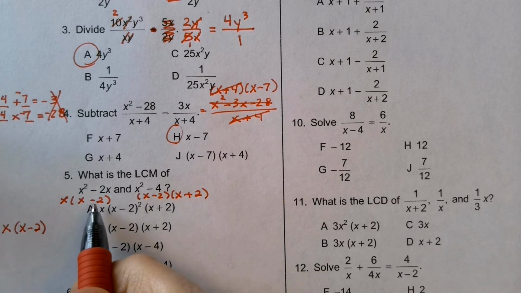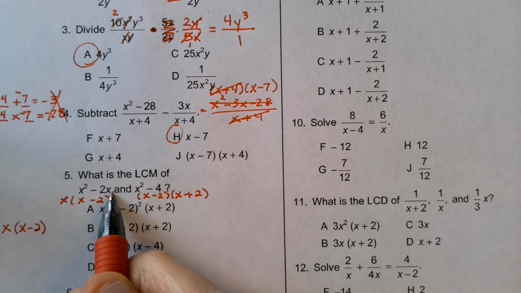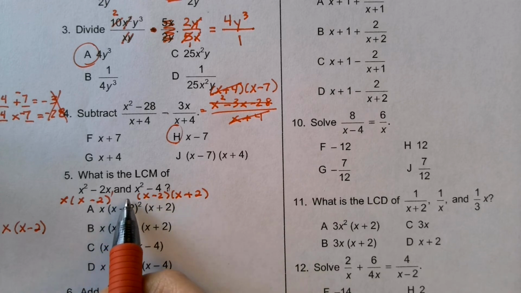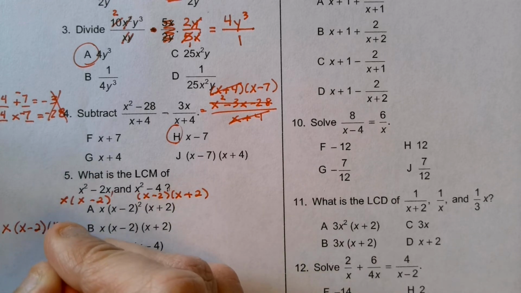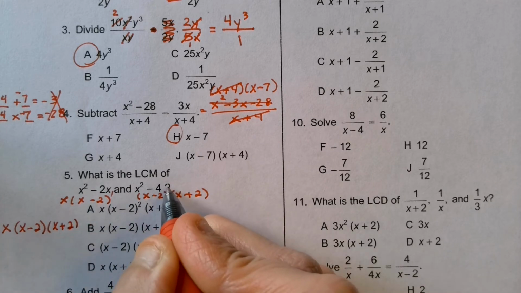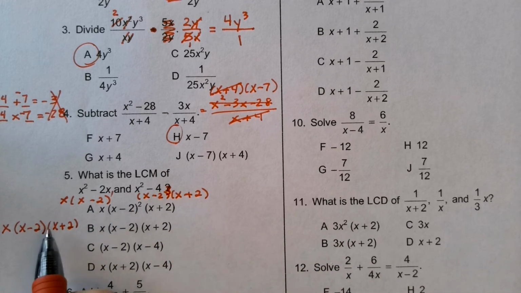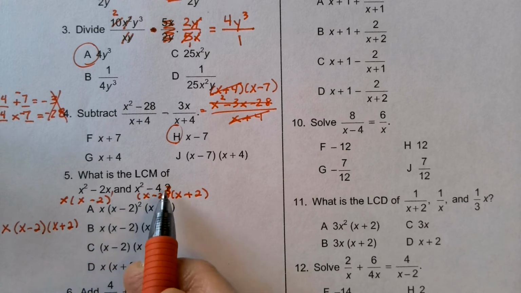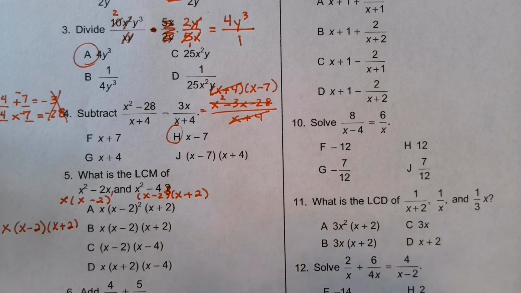Okay, ready? These both each have a 1. The power here is a 1, so I don't have to write it twice. And then the x plus 2, you take the highest power. So if this one was x minus 2 to the third, I would have written x minus 2 to the third. You take whichever one has a higher power, but they were the same. They both were 1. So my answer is B.